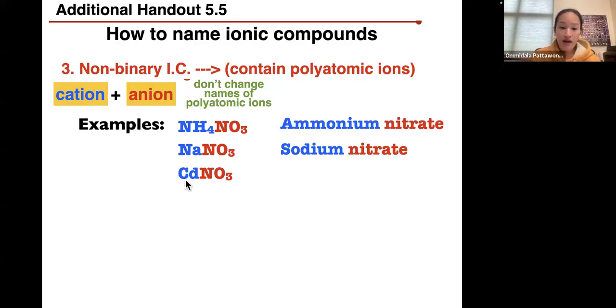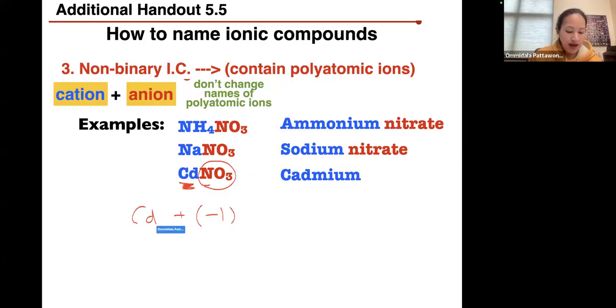Cadmium can have various charges, so I need to specify this. So the name of this would be cadmium what? The analysis would be the same as what we did before. If you want to know these charges, we need to find out something else first. Based on the list of polyatomic ions, nitrate is -1. We need to add this to cadmium, and these two added together need to equal 0.